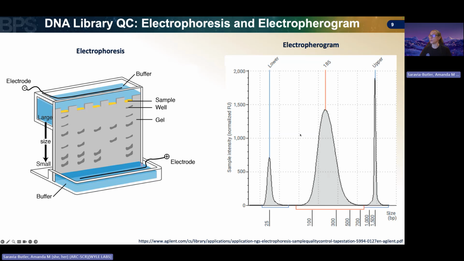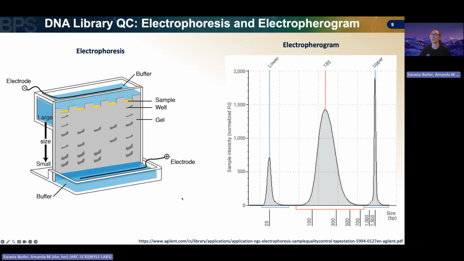Here, we're just seeing an example of our markers at the lower end at 25 base pairs here, and at the upper end around 1500 base pairs here. And then we see our unknown sample of interest has a range, right? So we're going to see a few different sizes of our libraries in this case, all roughly around 185 to 200 base pairs, it's looking like here.